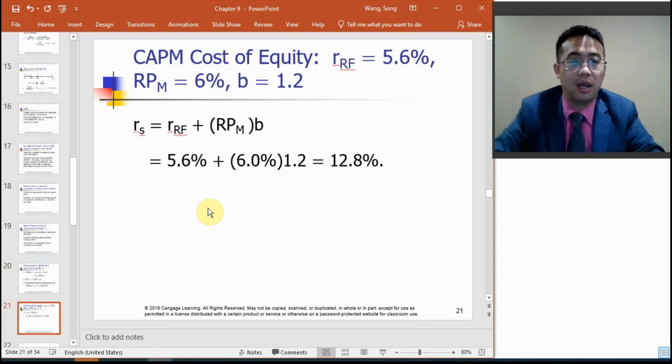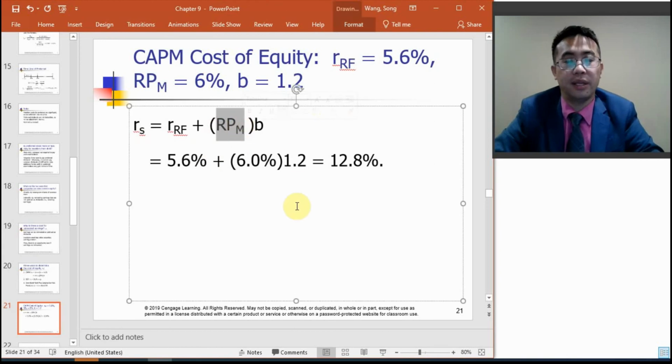All right. And we have done several exercises in chapter 6 for CAPM, and I'm not going to spend too much time on it. Right here, I just want to mention the RPM is the risk premium for the market, okay? And that equals the market return minus the risk-free return.